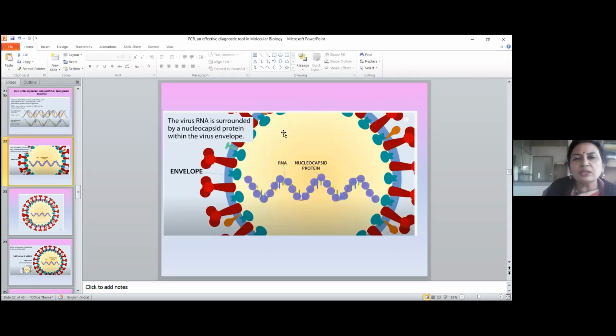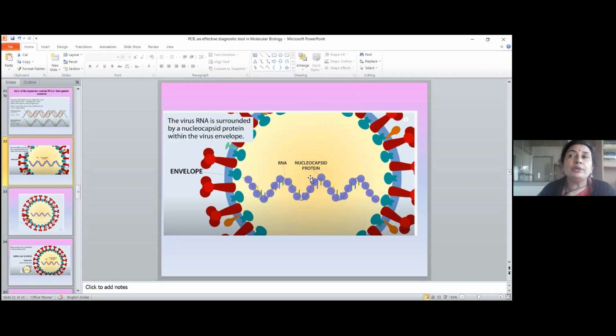Now, this is the structure of coronavirus. The virus is surrounded by an envelope. The envelope protein is called E protein. Inside is present, of course, the nucleocapsid, as we all know. So there is RNA. You can see a small thread. It's very light. There is a thread inside. So it contains RNA and nucleocapsid protein.